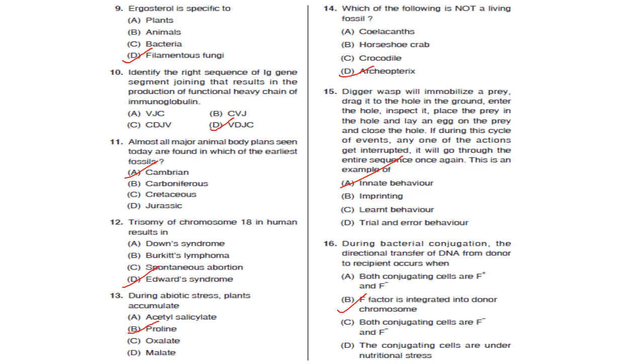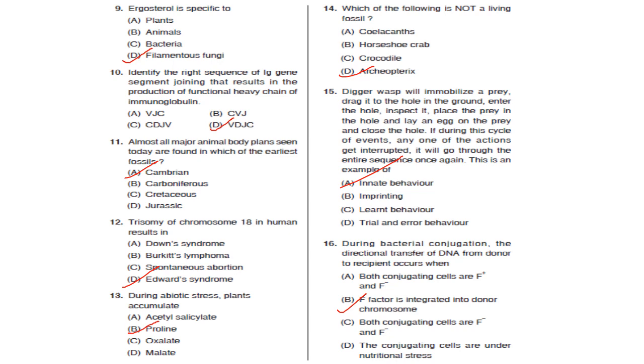Answer is option D. Then almost all major animal body plans seen today are found in which of the earliest fossil? So in the Cambrian period, there was an explosion of different types of living things. Most of the major phyla of invertebrates suddenly appear in the fossil record. But there are no transitional fossils for these phyla found in the Precambrian rocks. So almost all major animal body plans seen today are found in the earliest fossils of the Cambrian period of the Paleozoic era.